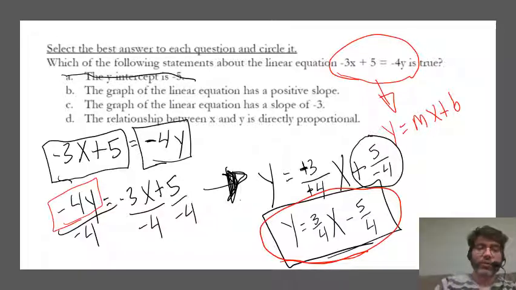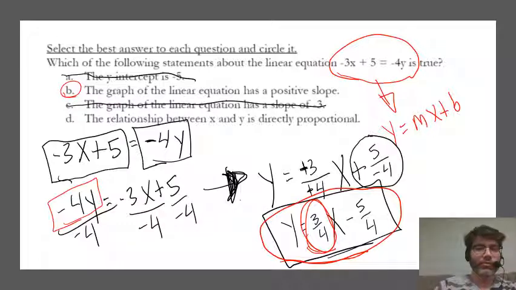Okay, B, the graph of the linear equation has a positive slope. Yeah, 3/4 is positive. There's no negatives in there. So B. Let's see, what else? C, the graph of the linear equation has a slope of negative 3. No, it clearly has a slope of 3. So we can cross C out.